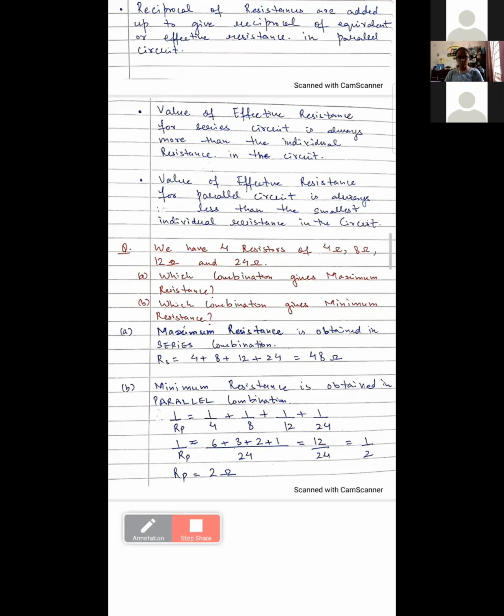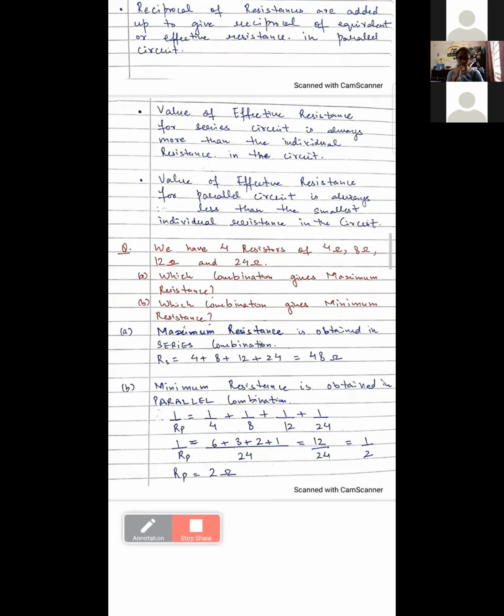You can see in a question like this, if 1 upon Rp is equal to 1 by 2, that means Rp is 2, and I will reciprocate it again. So if you have 3 resistances of 2 ohms, then 1 by 2 plus 1 by 2 plus 1 by 2 gives me 3 by 2. That is, 1 by R equals 3 by 2. So R will be 2 by 3. Okay? Got it?